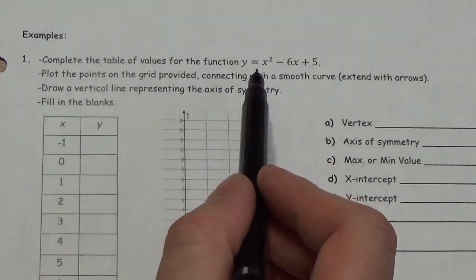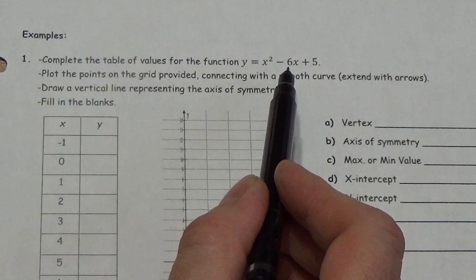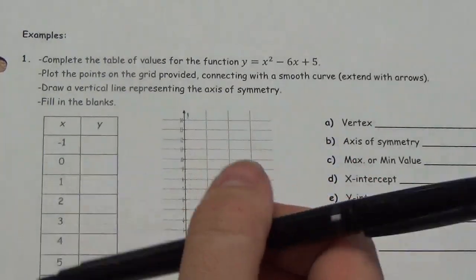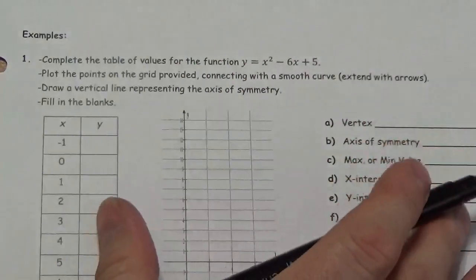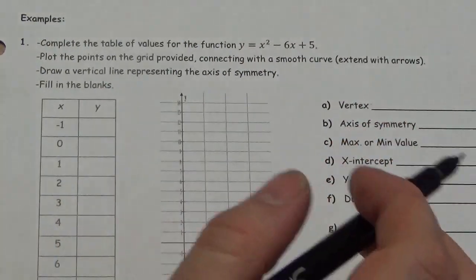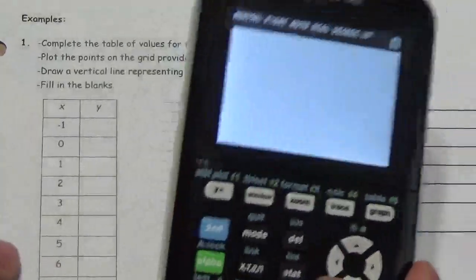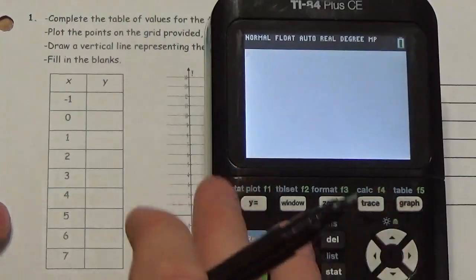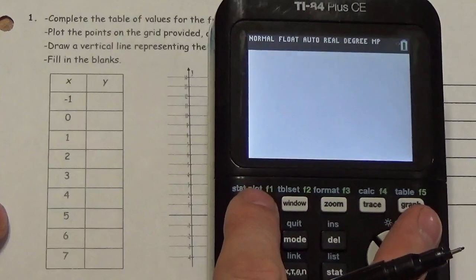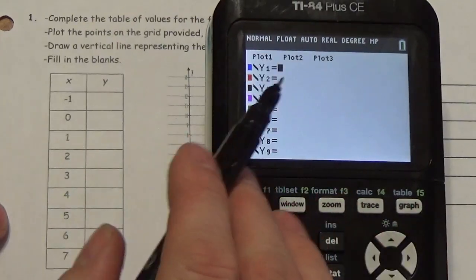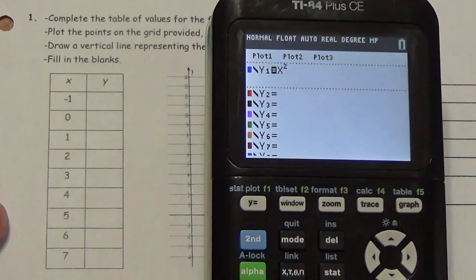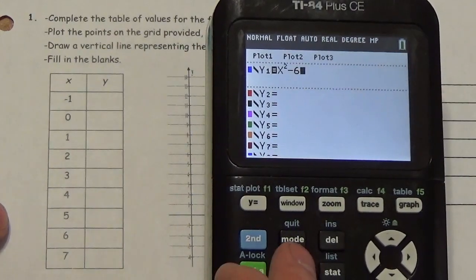Now in this first case, we're going to take a look at y equals x squared minus 6x plus 5. And what I want to do here is build a table of values. Now I know that building a table of values can be tedious, so we're going to use the calculator here. We're not going to use the calculator specifically to graph, although I could easily do that. Instead, I'm going to go to y equals, just like if I was going to graph here, and I'm going to enter my x squared minus 6x plus 5.